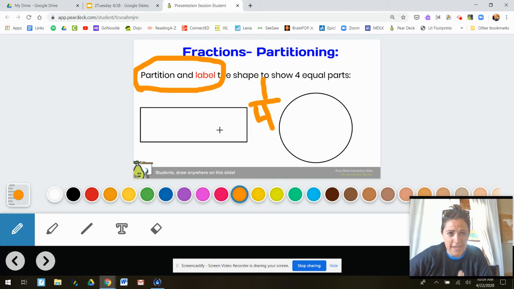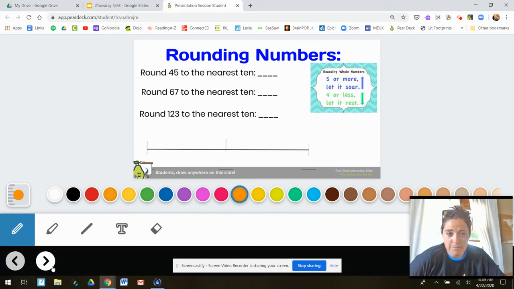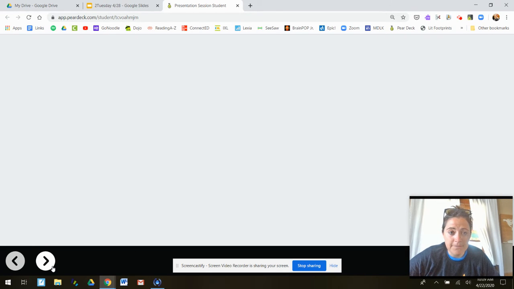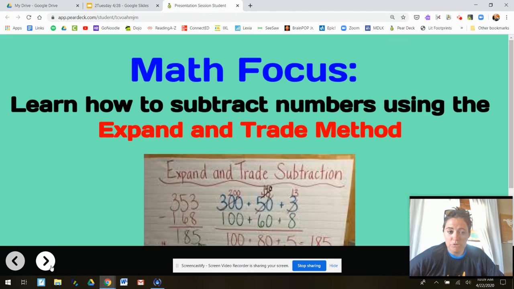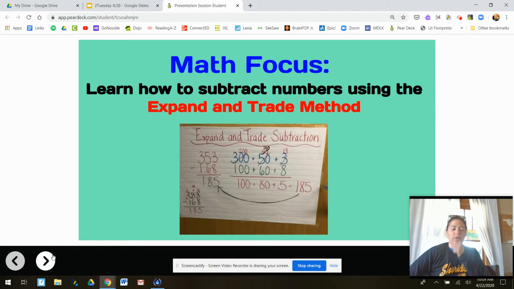Okay, you've seen this slide before. You guys should be good to go on it, okay? Then you're going to be doing some rounding to the nearest 10. You guys have been doing a great job with that. Some quick addition, quick subtraction, and now we're getting into it.